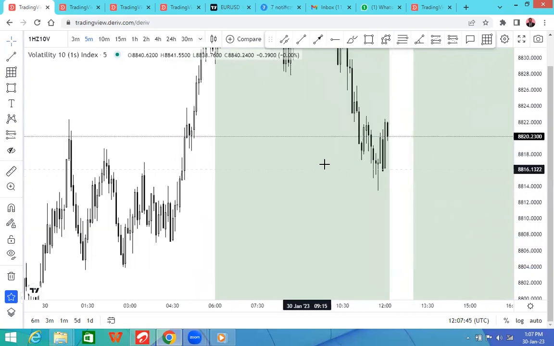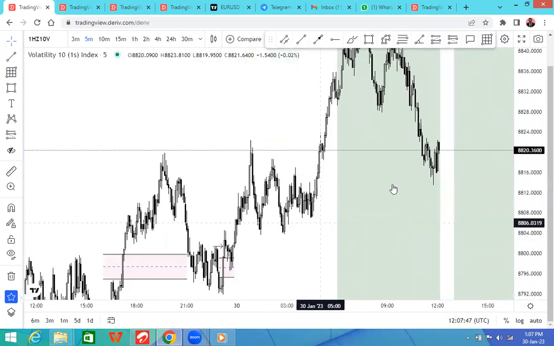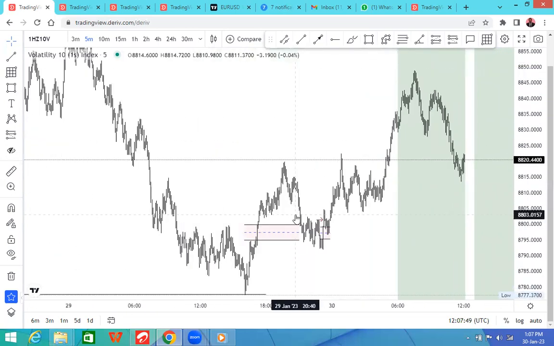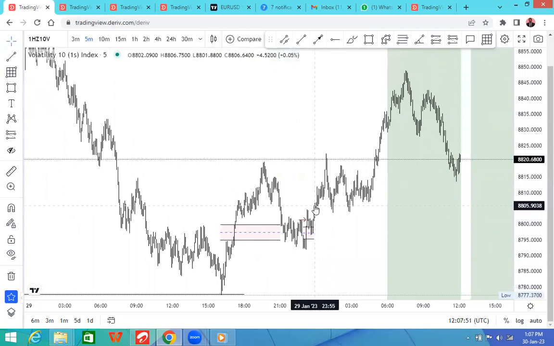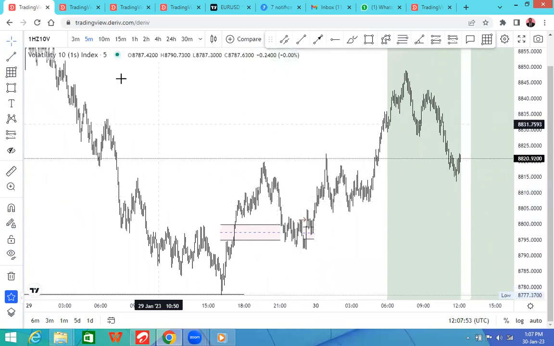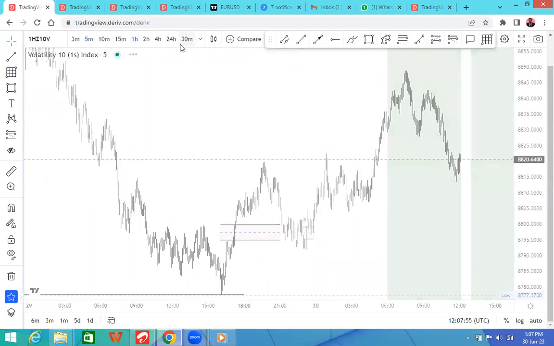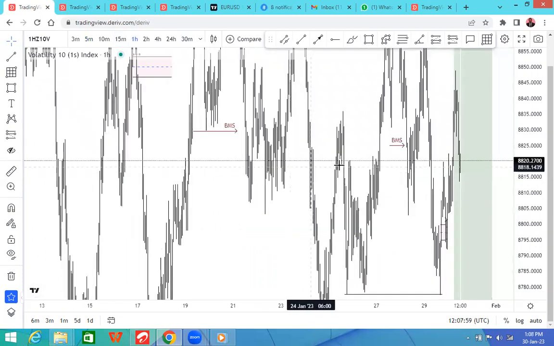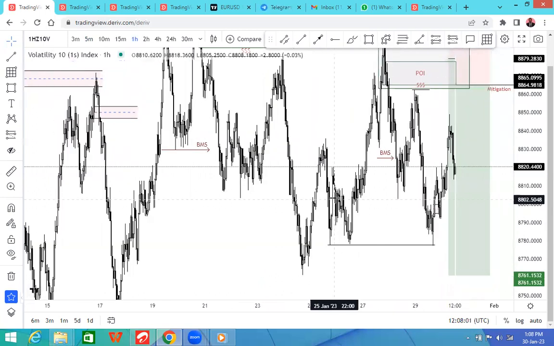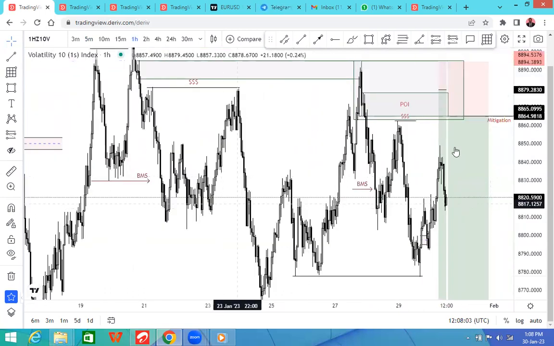You can keep playing within the range and just catching some little pieces. But if you want to play, I prefer playing the 1 hour range and the daily range. Daily range, and then I scroll down to 1 hour to see how to get an entry. So that's just how we play ranges.